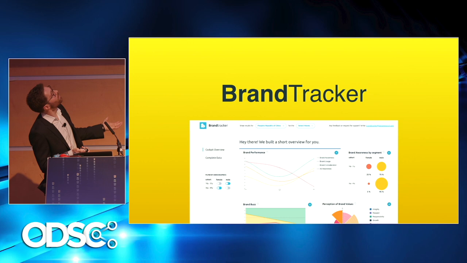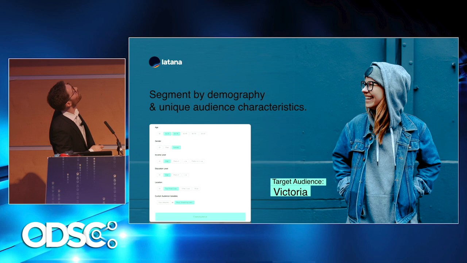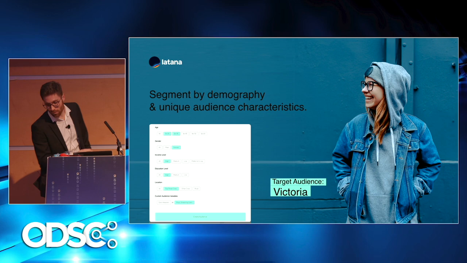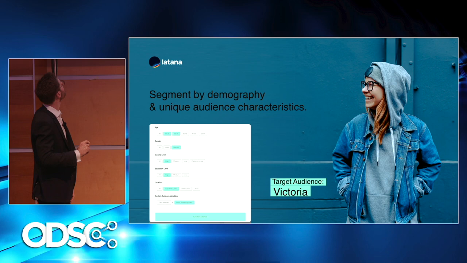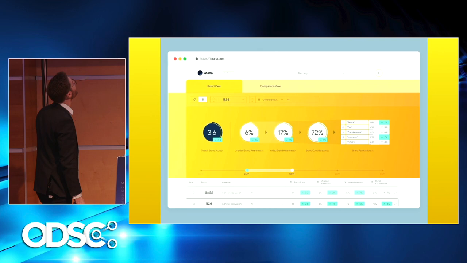What we still needed to do, of course, was rebranding. So Brand Tracker was dead, now it's called Latana. It's yellow and even more fancy. The main value of Latana, at that point, is that you can look at niche audiences. You have this audience creator: young people, females, high income, high education, living in the top three cities, who use music streaming services, and then zack, you can create your audience, track this group in the population, and see what they think about your brand.